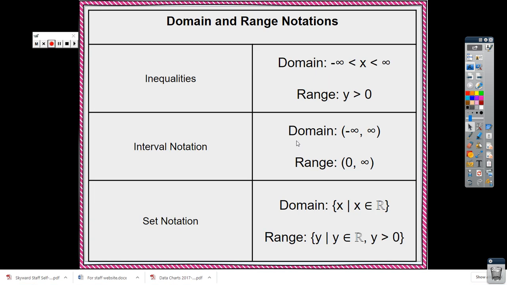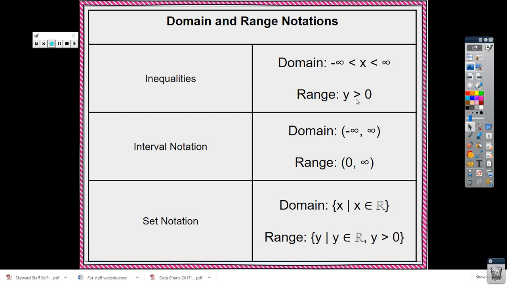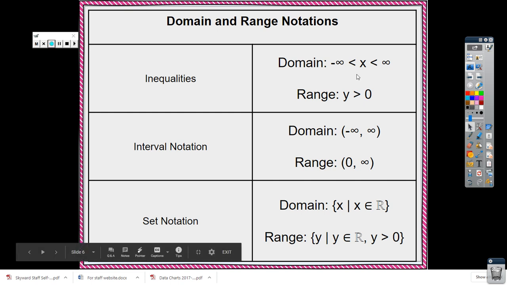So here's the notation. You're going to write your domain and range in these three different notations. So study this chart well. They're going to look similar. The numbers are going to be slightly different. The signs may be different. So just keep an eye out for these. So inequalities, interval notation, and set notation for domain and range for each one.